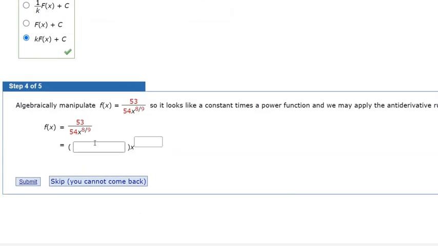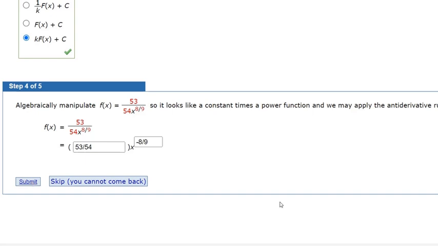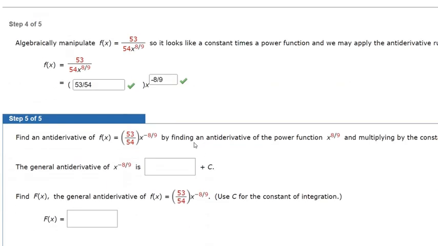Okay, now they want us to algebraically manipulate so that it looks like a constant times a power function. So x to the 8/9 is in the bottom of the fraction. We can move it to the top by making it negative 8/9. And then we're still not taking an antiderivative, so we still need 53 over 54 out here. I guess I'm not sure. Yeah, that's got to be it. So they just wanted us to rewrite it.